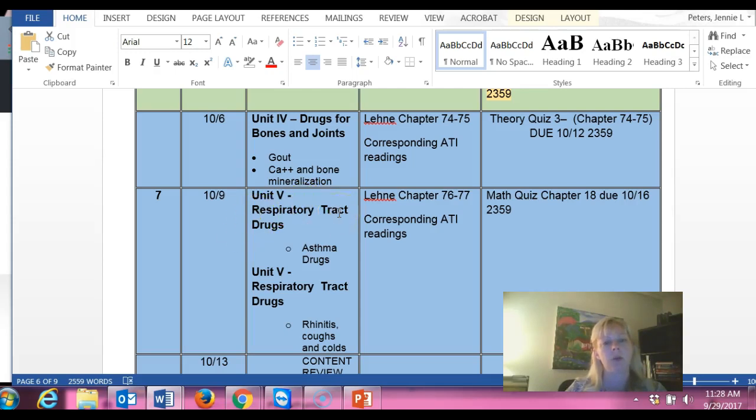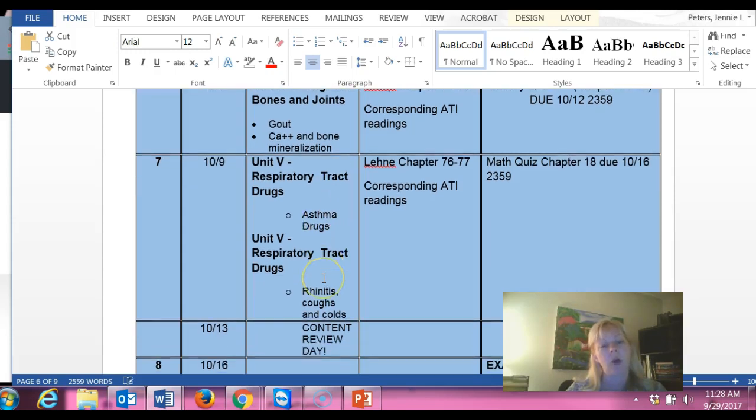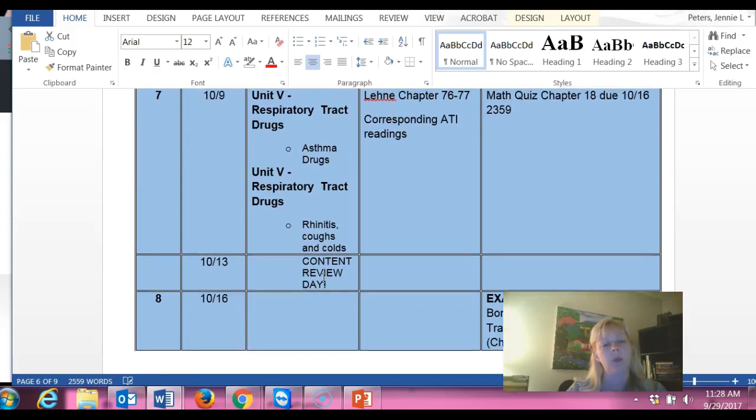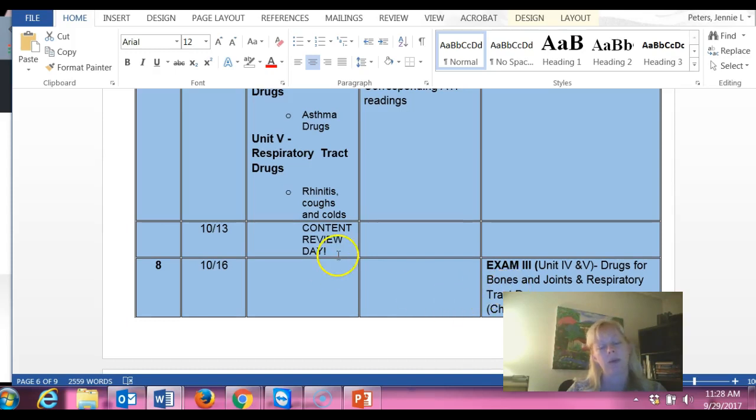So we have drugs and bones for bones and joints, which will be gout. I'll do a separate one on gout and then another one on calcium and bone mineralization, which is basically your osteoporosis. And then Unit 5 will be the respiratory tract drugs, which will be your asthma and rhinitis, which is allergies, coughs, colds, and that kind of thing. Then we'll do the content review day, and then you'll have your next exam.